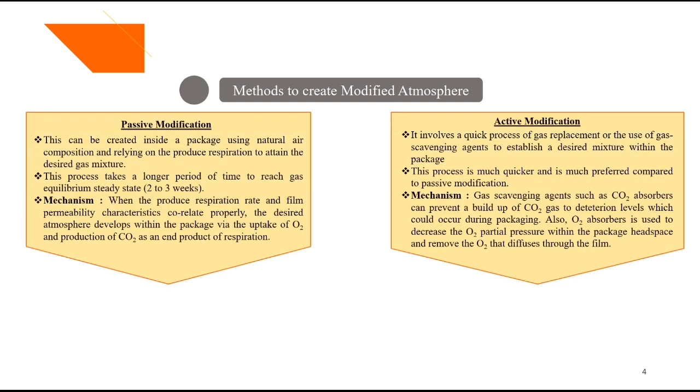So there are basically two methods of creating this modified atmosphere inside the package. One is passive modification, where the modified atmosphere is created inside a package using natural air composition and relying on product respiration to attain a desired gas mixture. The other one is active modification, which involves a quick process of gas replacement or the use of gas scavenging agents so as to establish a desired mixture within the package. This active modification is much quicker as compared to passive modification, hence it is much preferred.